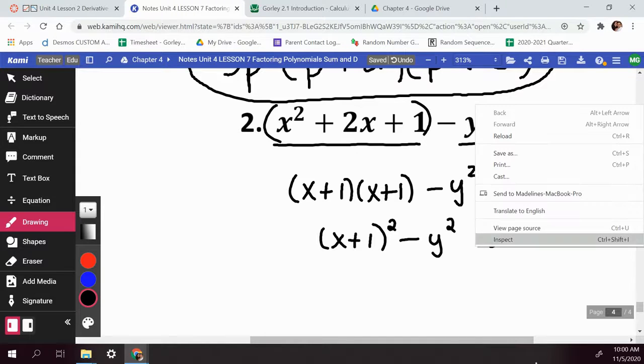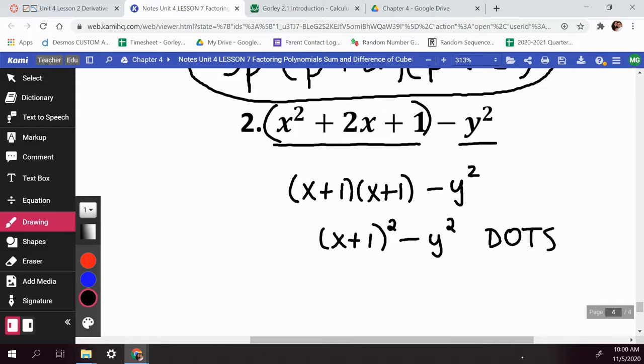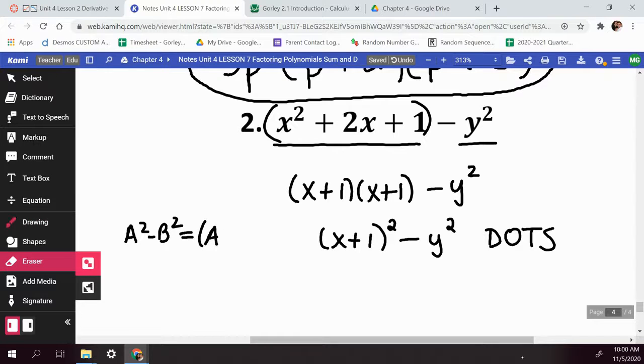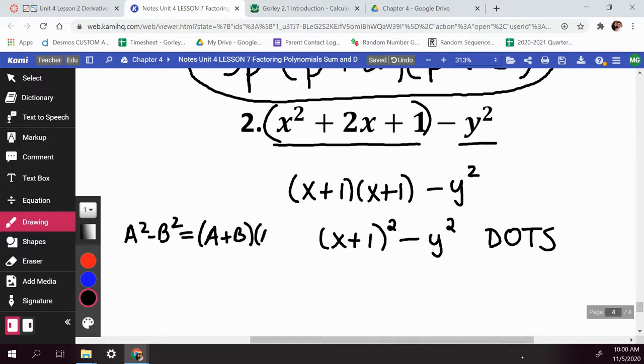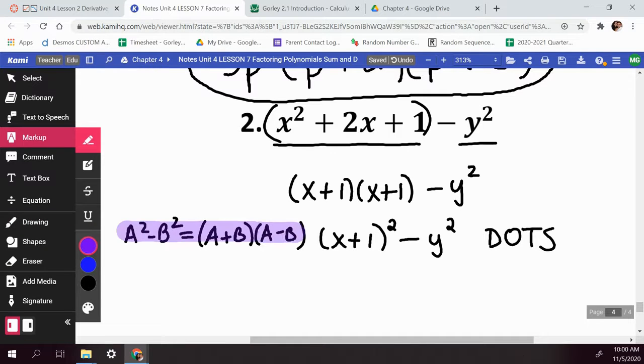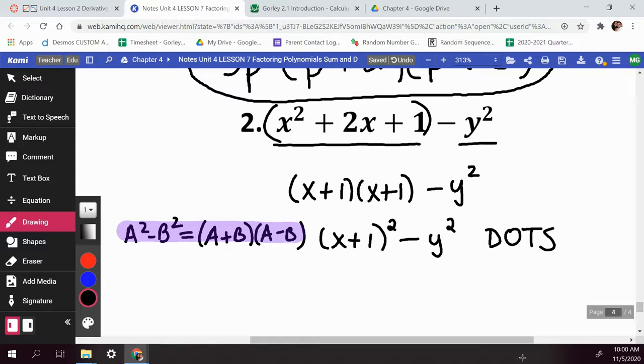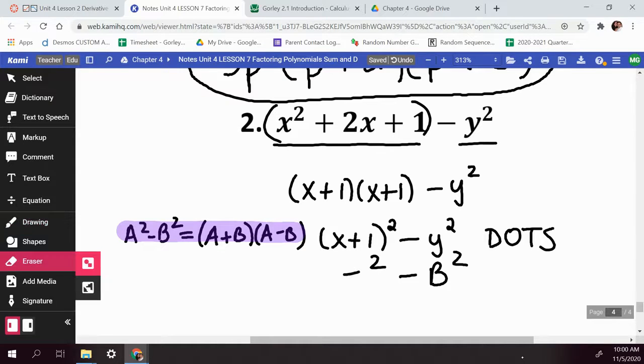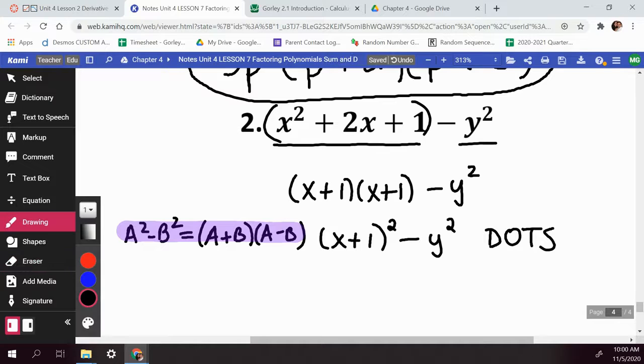This is a difference of 2 squares. So remember, our difference of 2 squares rule is a plus b, a minus b. Right, I'll highlight that. So really, I'm thinking about this like it's my a squared minus b squared, right? What would a be in this case? a is x plus 1, and my b value is y.